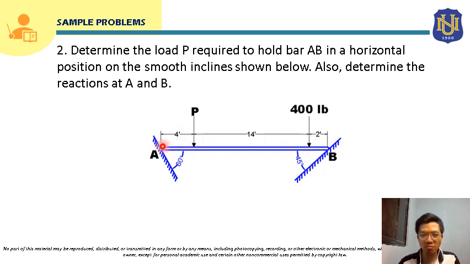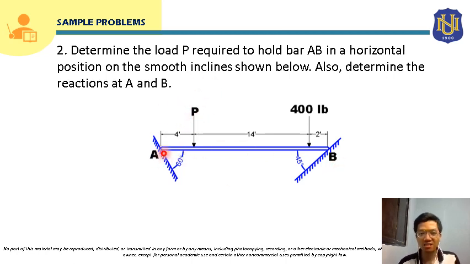So this bar AB is supported by these inclines. This incline is 60 degrees from the horizontal. And here, this incline is 45 degrees from the horizontal. So what we're going to do here is solve for the load P. This is the load P, and the reactions at A and B.